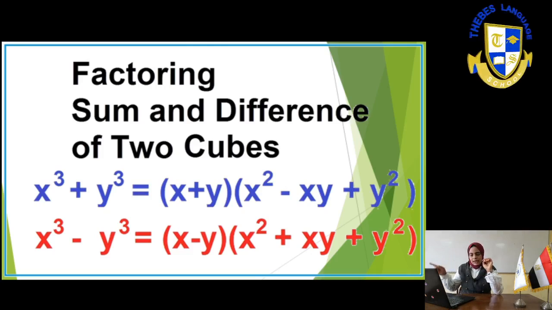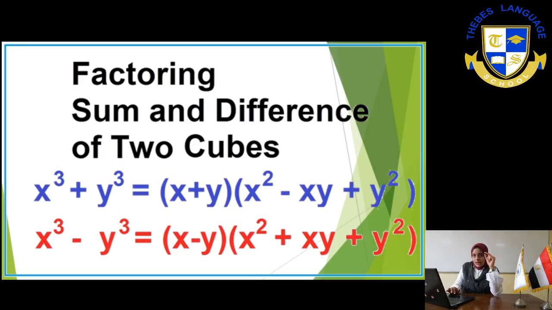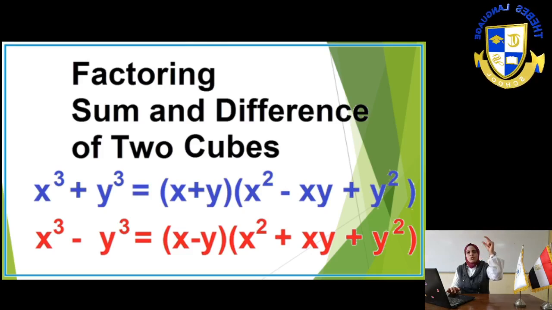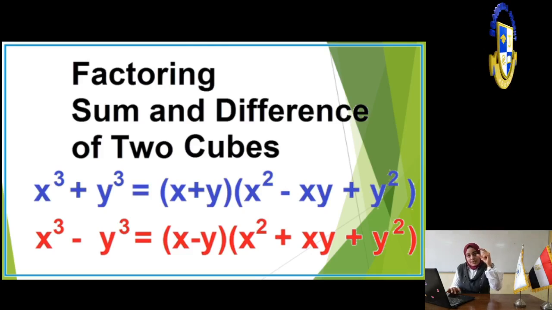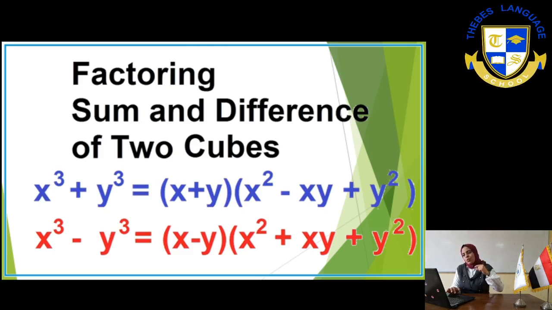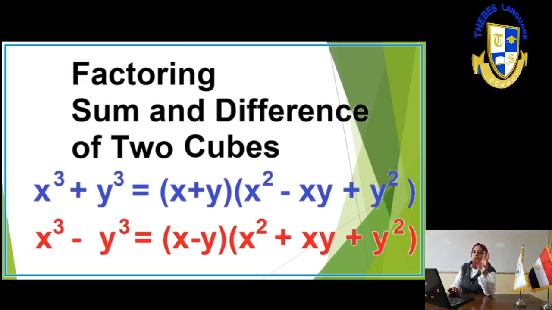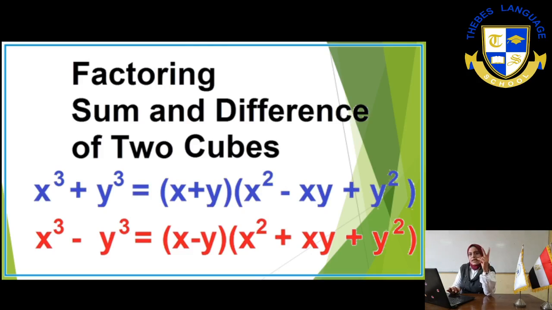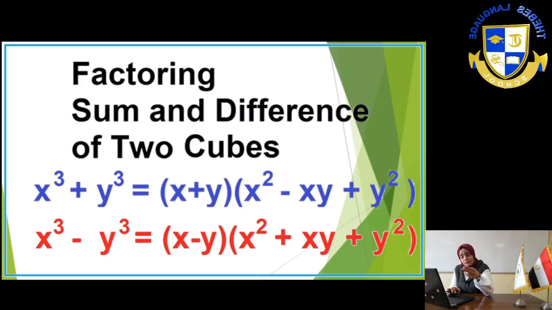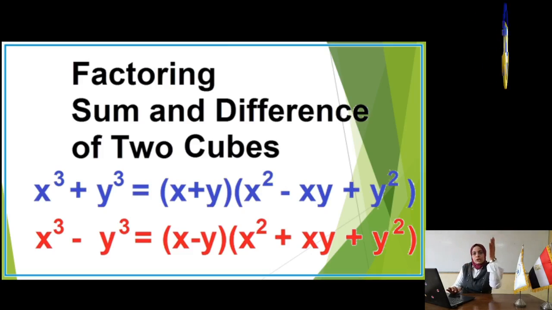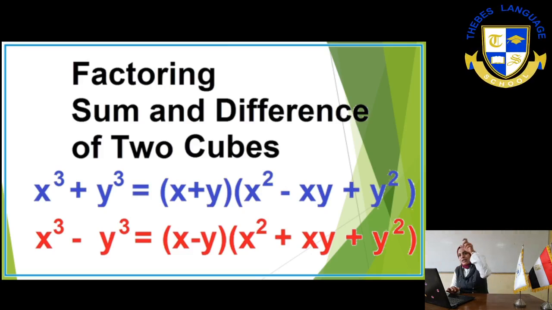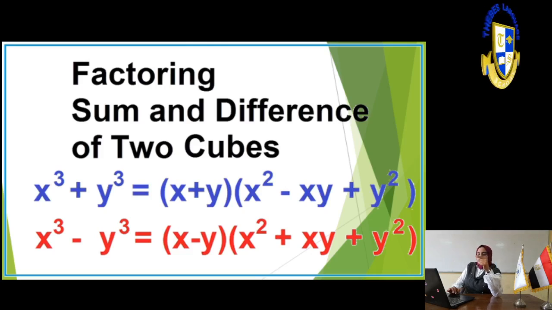To form the second bracket, by taking the first term to the power 2, it will be x to the power 2. And taking the second term to the power 2, it will be y to the power 2. But the middle term will be by multiplying the first and the second term, it will be xy, then it changes sign. If the sign in the first bracket is positive, in the second bracket in the middle it will be negative. So it will be negative xy.